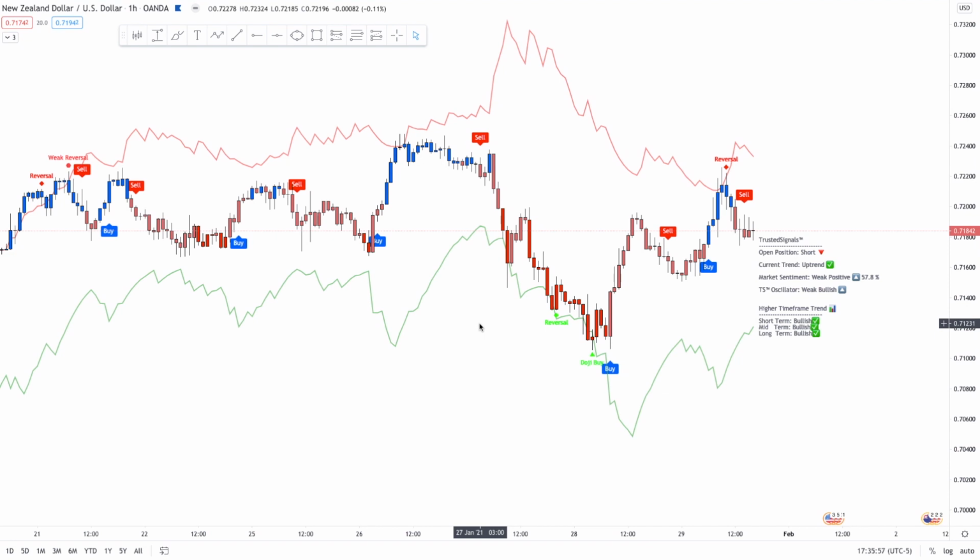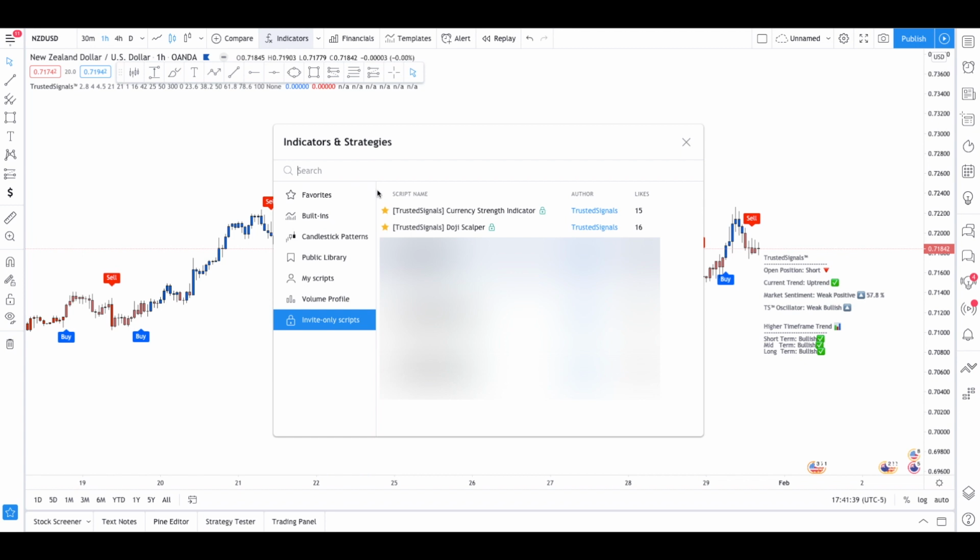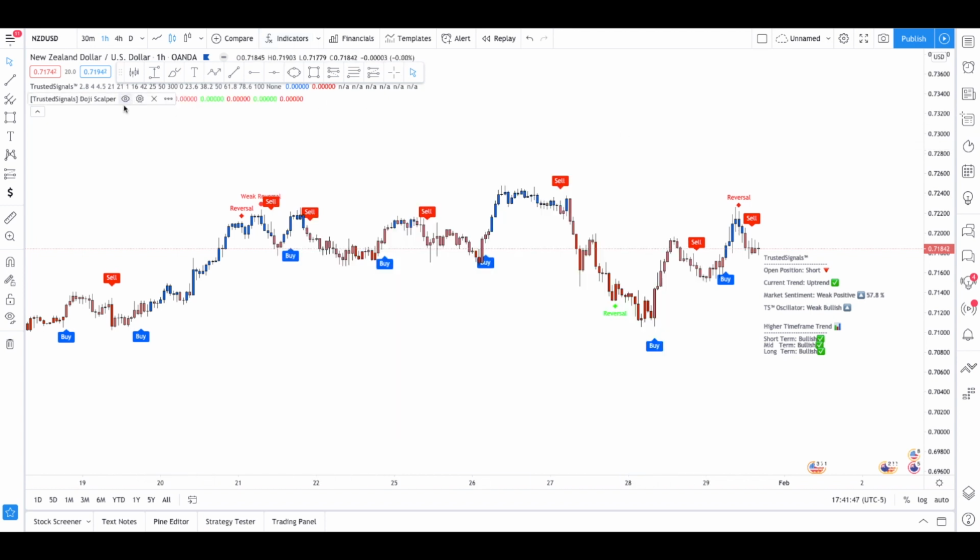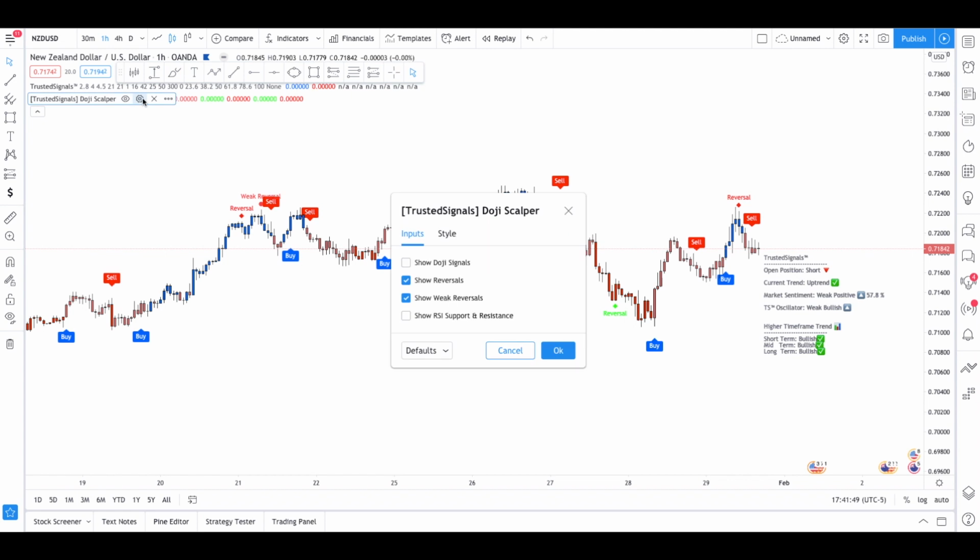In this video we will be going over how to use the Trusted Signals Doji Scalper. To add the Doji Scalper to your charts, go to the FX Indicators button. Click on Invite Only Scripts. Then click on Trusted Signals Doji Scalper. Now that we have the Doji Scalper on our charts, let's learn about it.